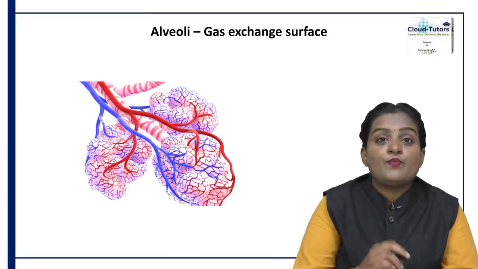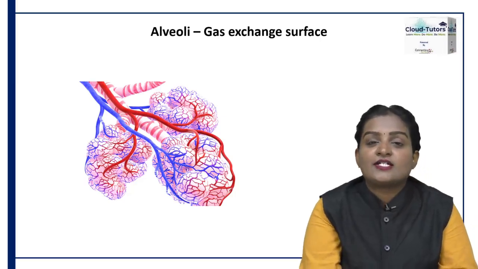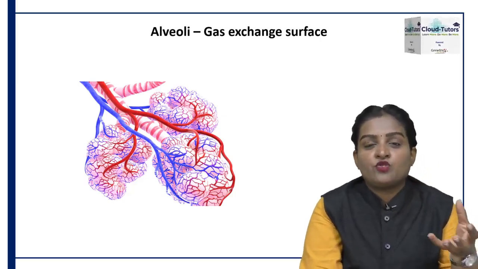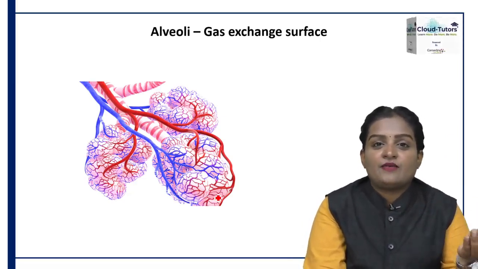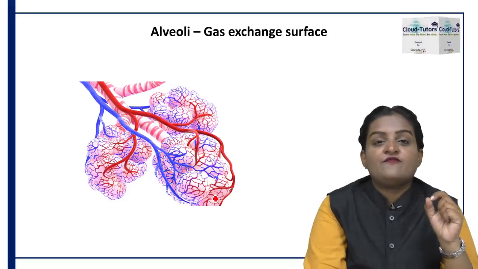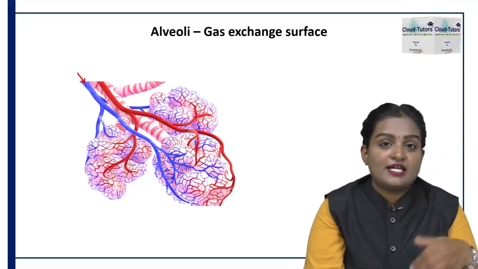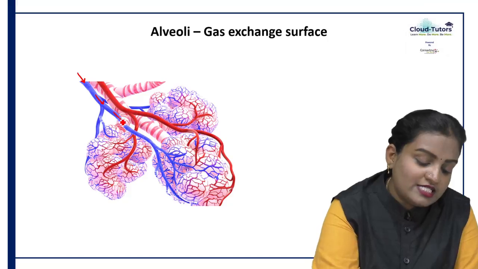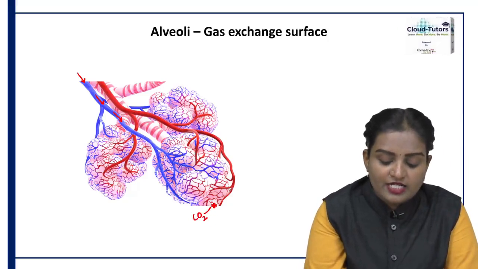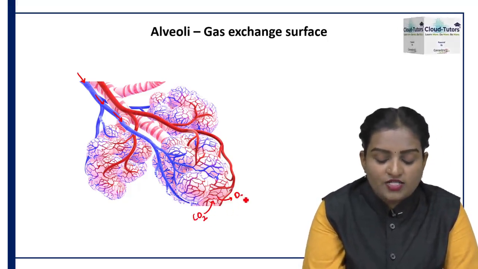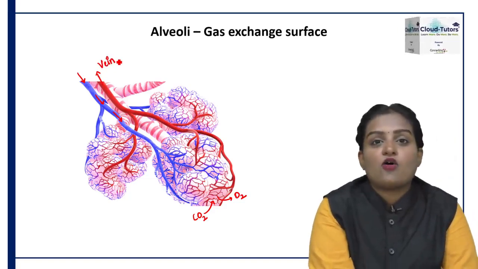So here we will see the pulmonary vein and pulmonary artery. The artery is the one which is carrying blood away from the heart, and the vein is carrying blood towards the heart. So this is the pulmonary artery which is carrying deoxygenated blood towards the lung, and it gets oxygenated. That is, carbon dioxide is given into the lungs and it takes up oxygen, and the pulmonary vein will carry the oxygenated blood.